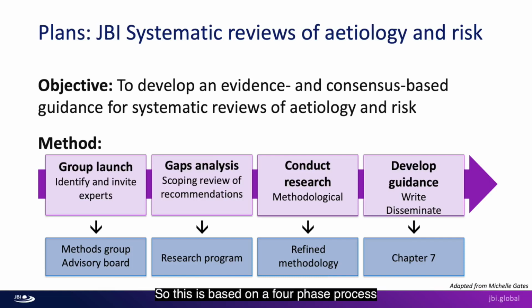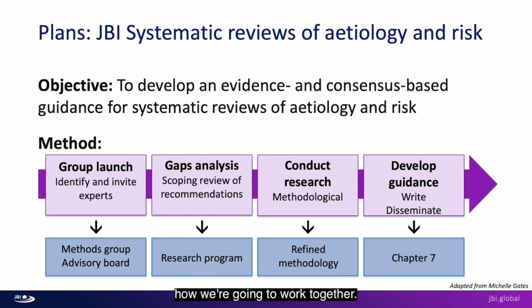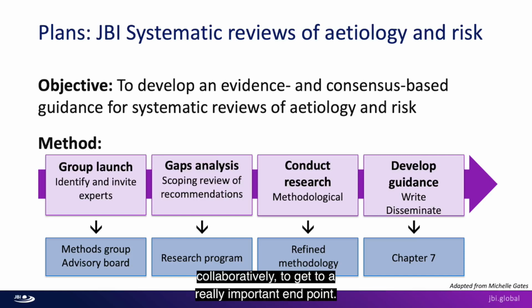This is based on a 4-phase process, and we're starting with the people and their organisation. We will launch the group, and this will involve inviting experts to be part of the JBI Etiology and Risk Methodology group, and some other experts to join the advisory board. Some of this innovation is about how we're going to work together. It's a new model of working in these groups collaboratively to get to a really important end point.